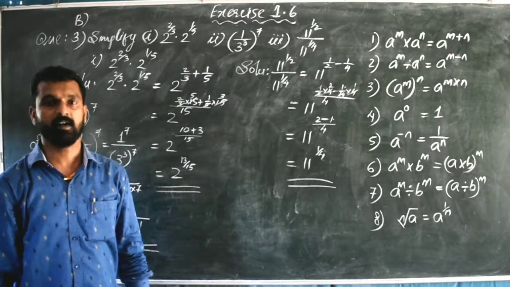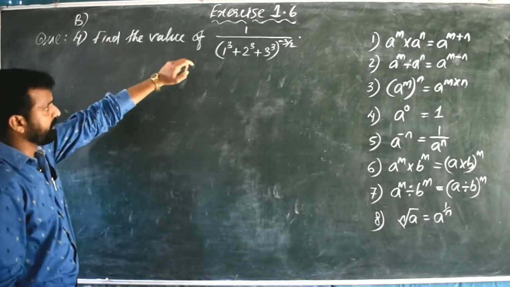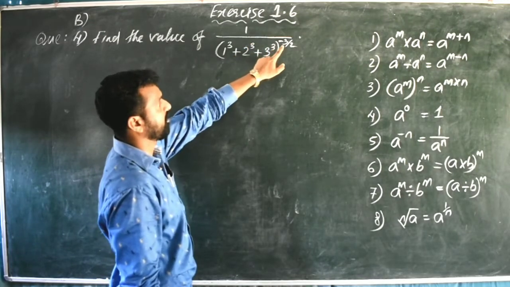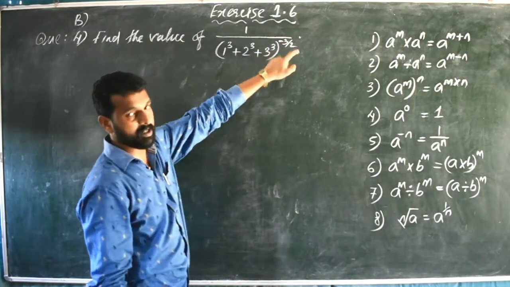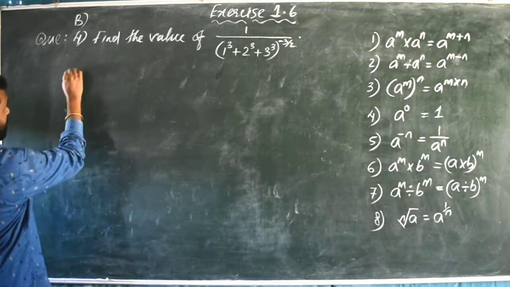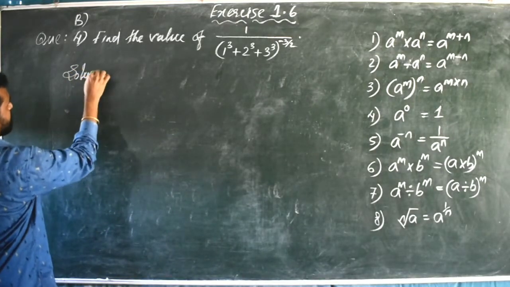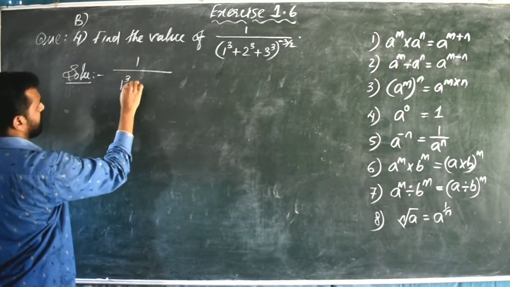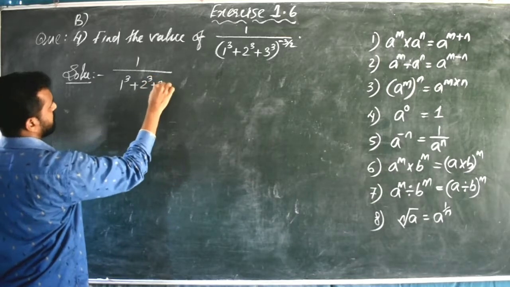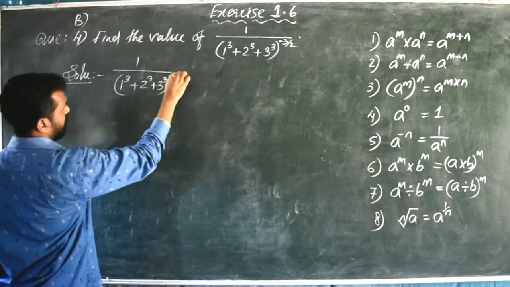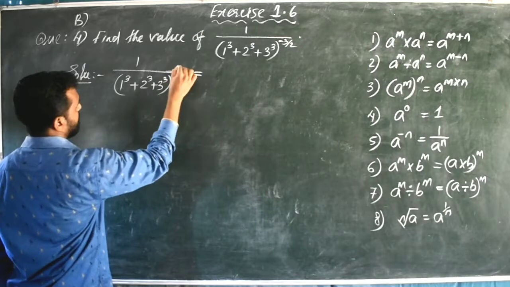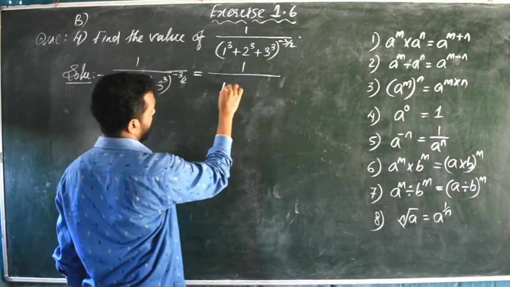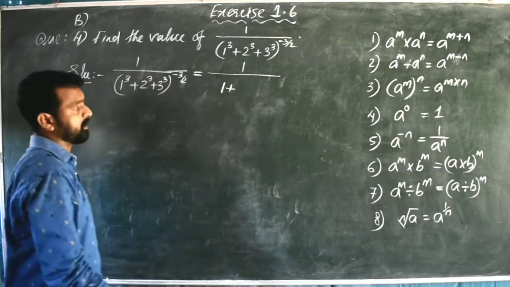Now let's see question number 4. Find the value of 1 by 1 raised to 3 plus 2 raised to 3 plus 3 raised to 3 the whole raised to minus 3 by 2. 1 divided by 1 raised to 3 plus 2 raised to 3 plus 3 raised to 3 the whole raised to minus 3 by 2 is equal to 1 divided by 1 raised to 3. 1 is multiplied 3 times. 1 into 1 into 1, it will come 1.